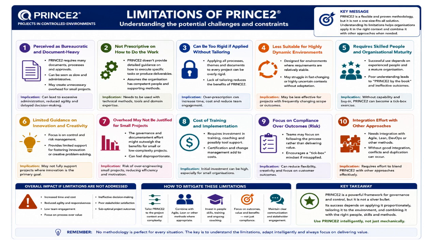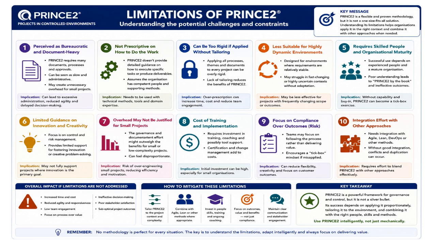The third limitation is that PRINCE2 can be too rigid if applied without tailoring. If every process, document, and governance activity is applied exactly the same way to every project, PRINCE2 can become over-engineered. This can increase project costs, delays, administration, and frustration within teams. PRINCE2 itself actually encourages tailoring, but inexperienced organizations sometimes apply it too mechanically instead of proportionately.